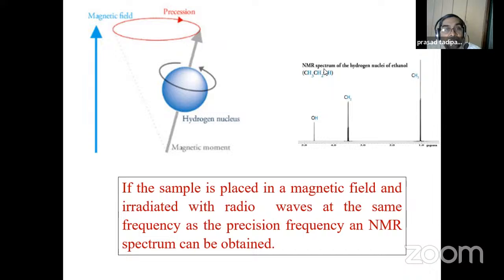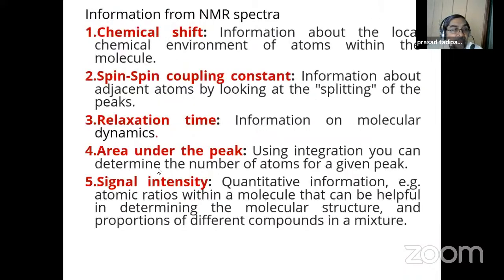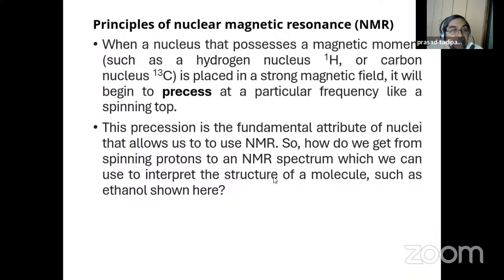For example, in the NMR spectrum here we have OH, CH2 and CH3. Here there are 3 hydrogens, so the intensity is more. Here the intensity is less, and here it is only 1, so the intensity is further less. So the signal intensity gives quantitative information on the atomic ratios within a molecule.